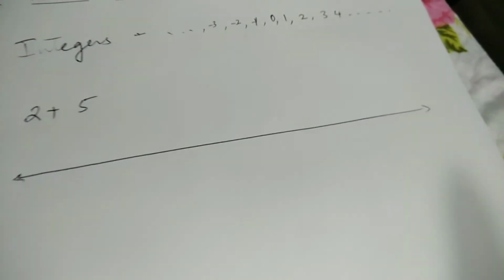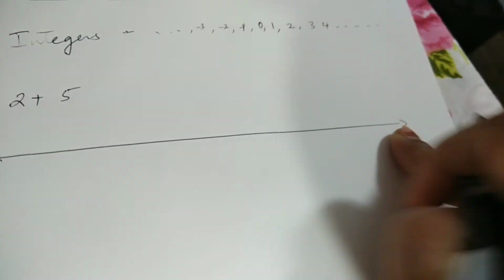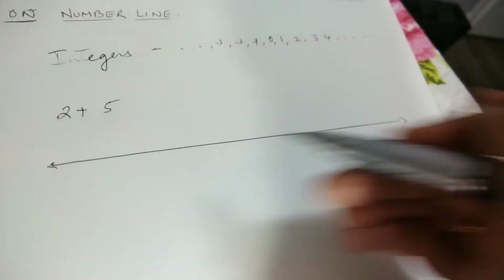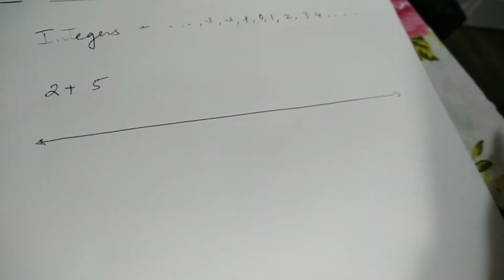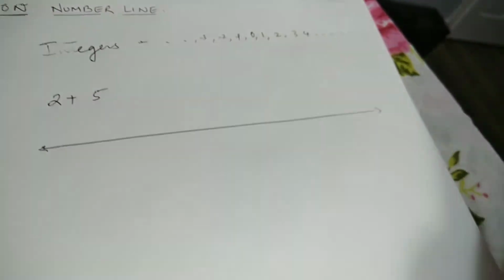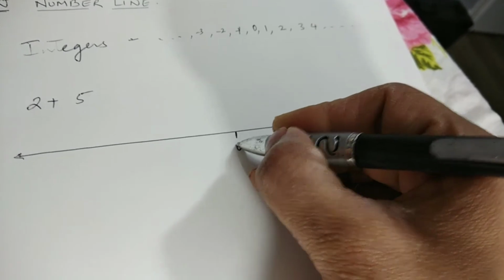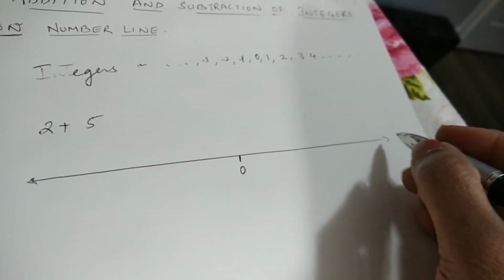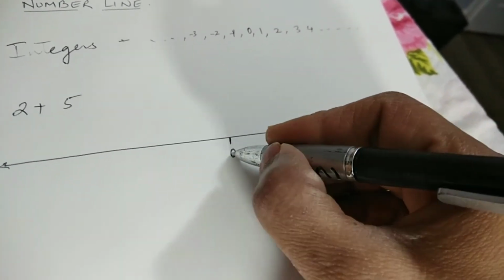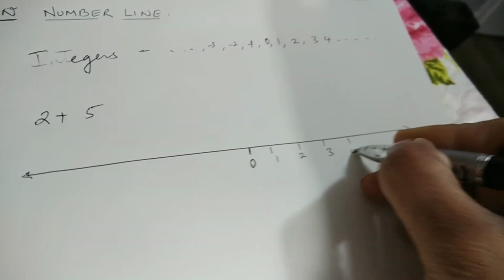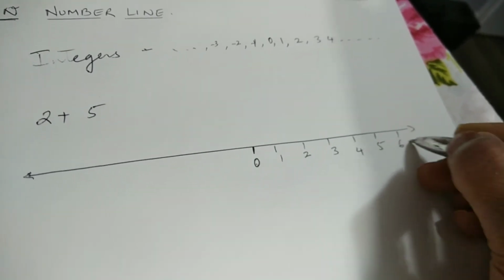When we have to draw a number line, we draw a line. I am sure everybody knows that a line means we show an arrow on both sides, so that it can be extended on both sides. The arrows tell us that we can extend it a little more, or it can go till infinity. Now we'll start with 0, because it is a number line of integers. So we have 0, positive integers 1, 2, 3, 4, 5, 6 and so on.